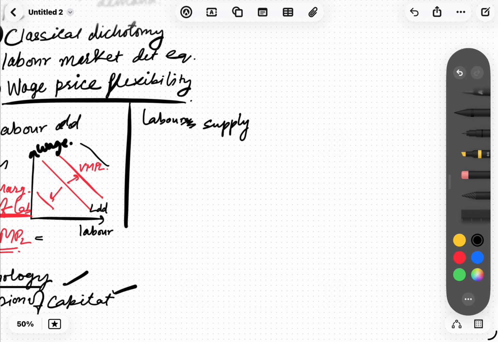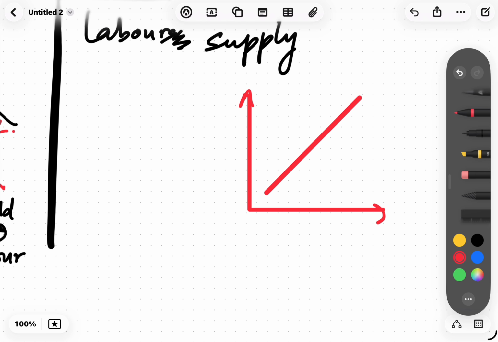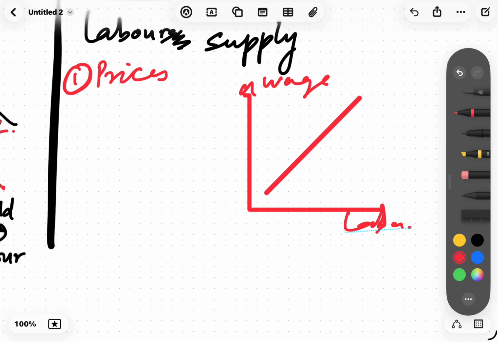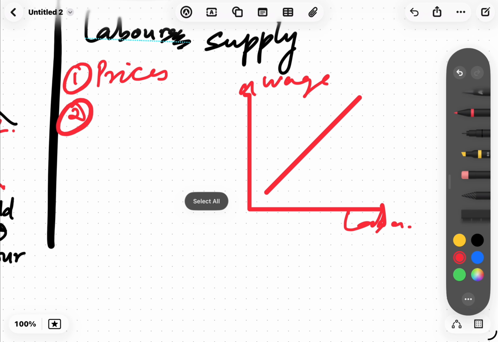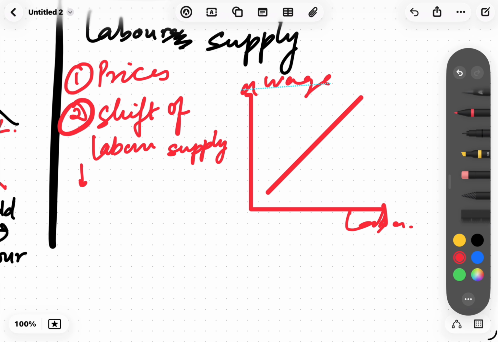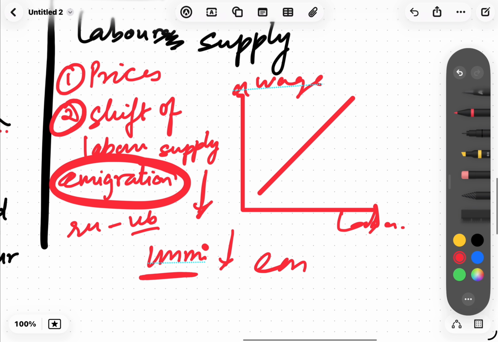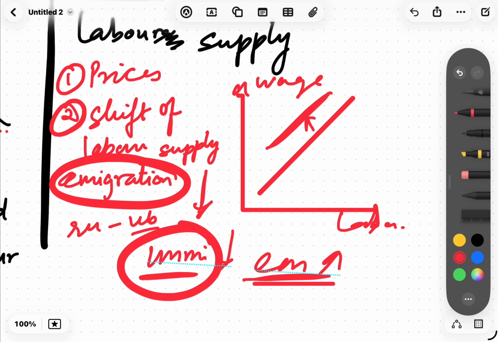Now let's get to the labor supply curve. Our labor supply curve is an upward sloping curve. Things that affect the labor supply curve are primarily prices. Secondly, immigration or shift of labor supply, either emigration from other countries or rural to urban migration. Immigration means coming in, and emigration means going out.